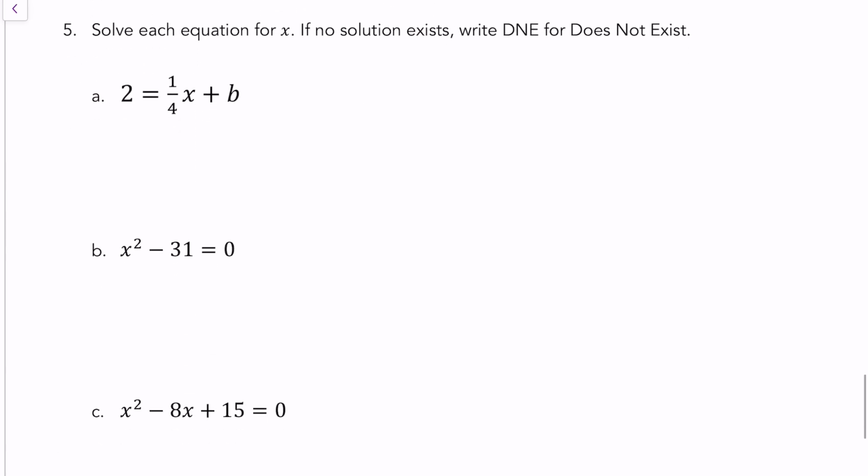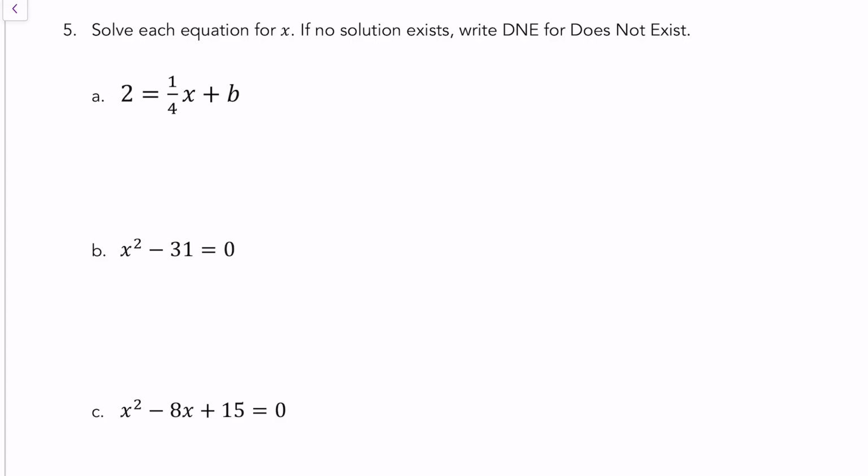All right, so for the last problem, we have to solve for x if possible. If no solution exists, we simply write DNE for does not exist. Remember that equations are essentially mathematical statements that say that two quantities are equal. So here we have to find the value of x that makes this whole term equal to 2.